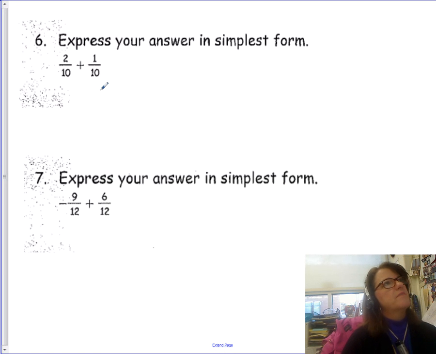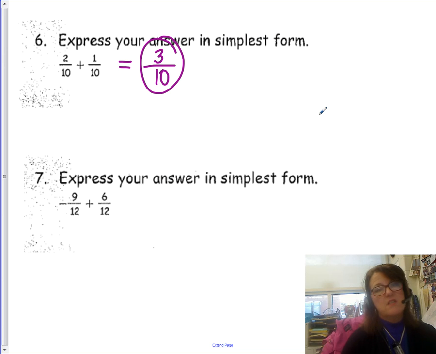Number 6, common denominator, yay, yay, yay. Both of them are positive, no problem. 3/10 in simplest form. Careful on number 7, it's really hard to see this negative sign. The way that this program types it, it's really close to the fraction bar.